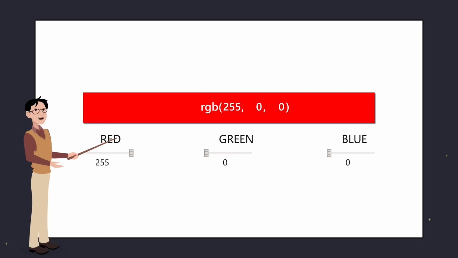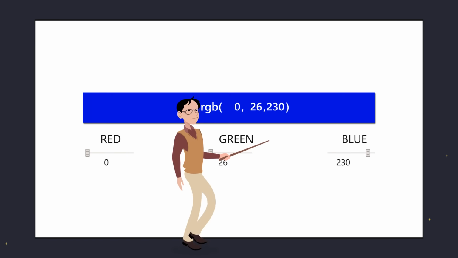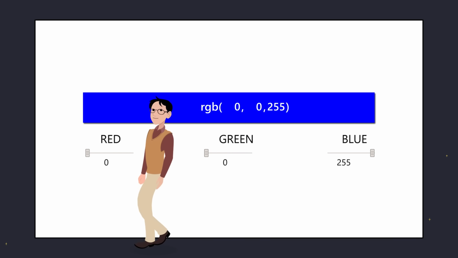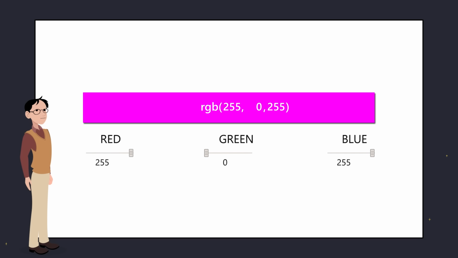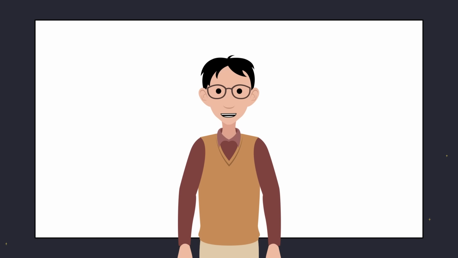RGB stands for red, green, and blue. Each parameter, red, green, and blue, defines the intensity of the color between 0 and 255. So if you need a real red's red, then set the red parameter to 255 and the other two colors to 0. But what about displaying black or white?